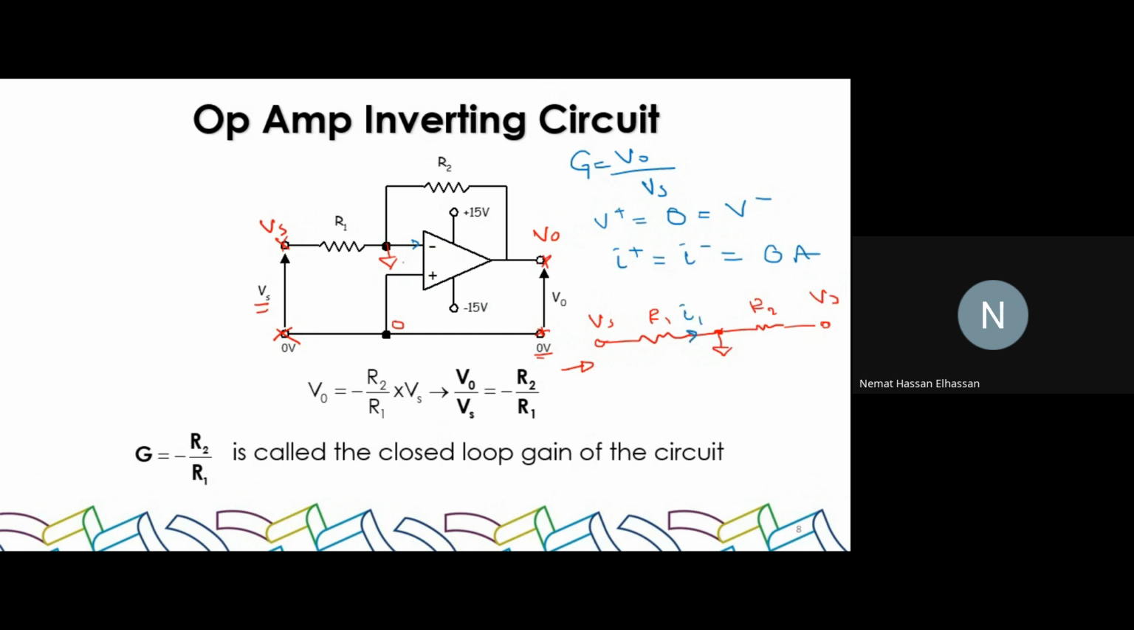And let's call this I1, the current passing through R1. It will go from Vs to ground, right? Similarly, in R2, the current will go from Vs to ground. And let's call this I2, the current passing through R2. Do you agree with that?